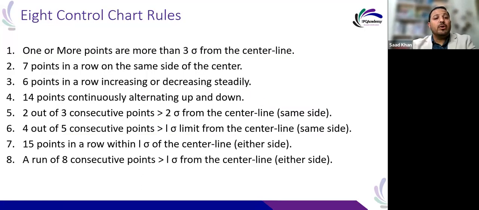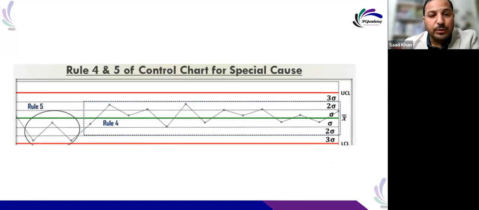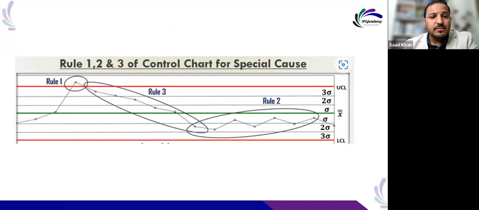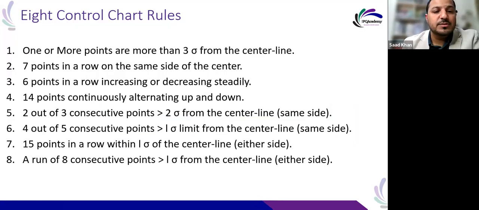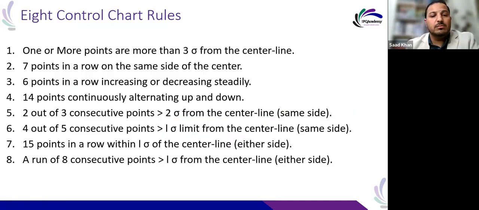Rule 4, 14 points continuously alternating up and down. So if there are 14 points continuously alternating up and down, this means this is a special cause. So you need to find out what is happening in this process. Fifth is 2 out of 3 consecutive points more than 2 sigma from the central line on the same side. You can see rule number 5, this is because of a special cause, and you need to do something about it.